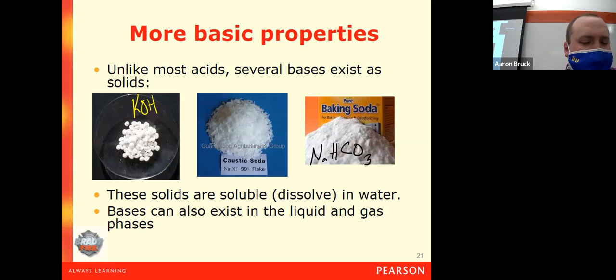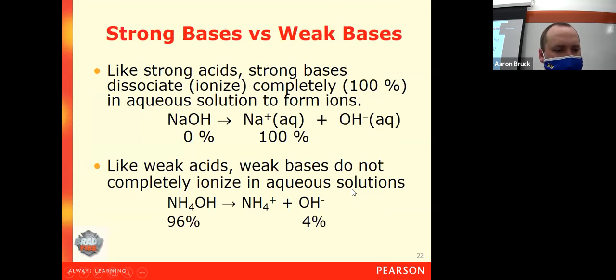Now, bases can exist in liquid and gas phases as well. Common example of that is ammonia, but it's far less common. Those bases that are in the liquid or the gas phase are far less common than the solid phase ones.